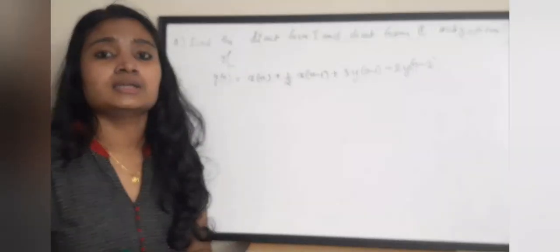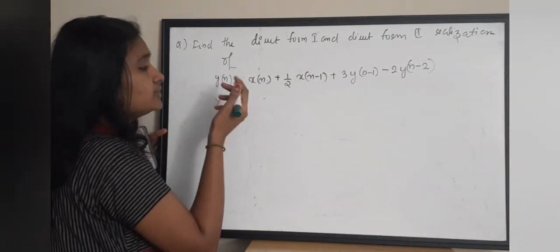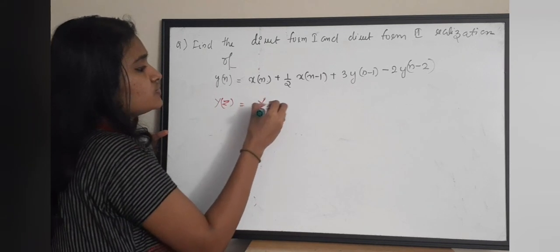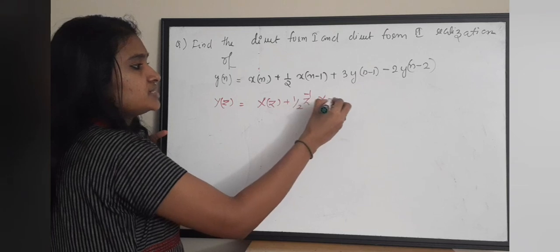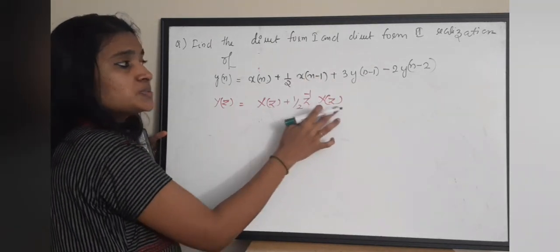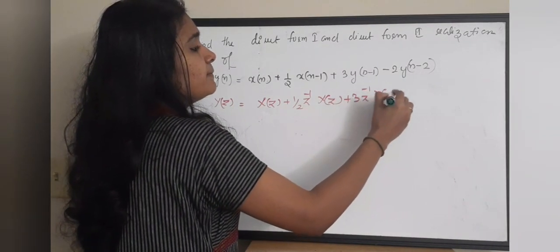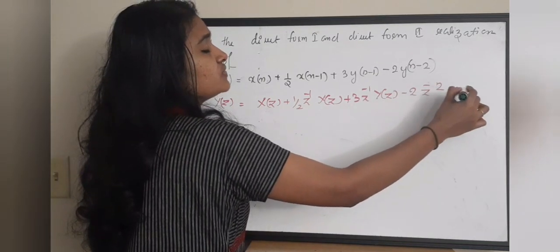Okay. Now we are going to do the direct form 2 realization. In the direct form 2 realization, first you need to take the z transform. If you take the z transform of y of n, you will get Y of z. Y of z is equal to X of z plus 1 by 2 z raised to minus 1 X of z. That is, x of n minus 1 z transform is z raised to minus 1 X of z, plus 3 z raised to minus 1 Y of z minus 2 z raised to minus 2 X of z.